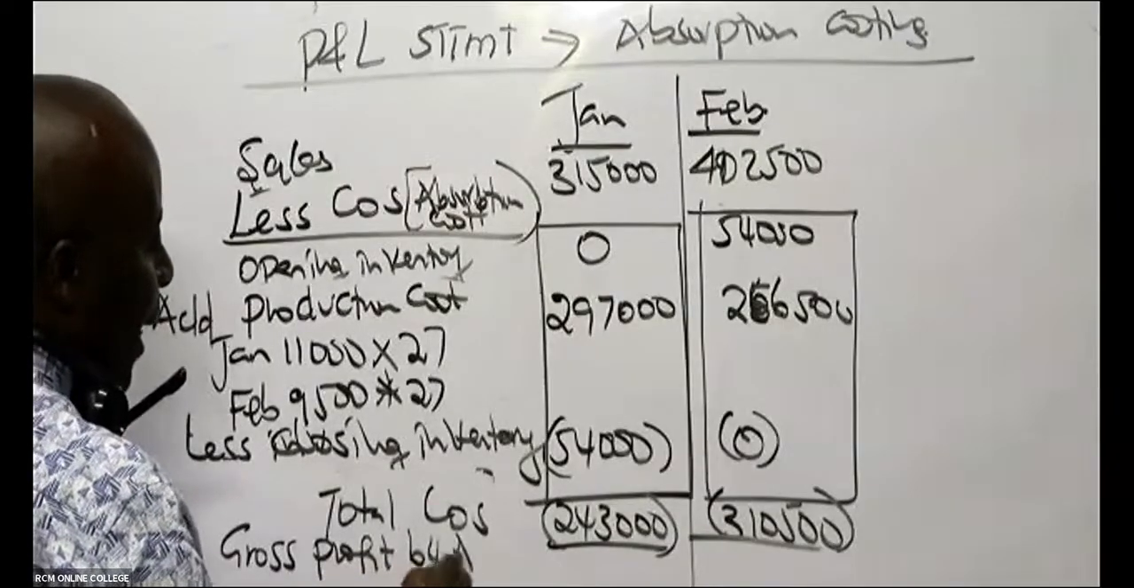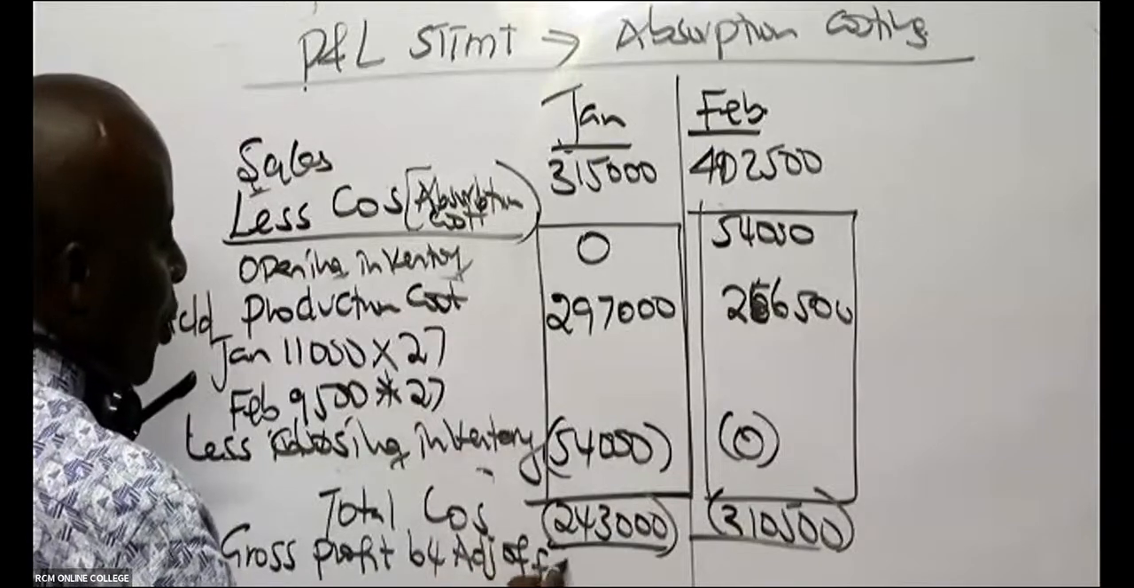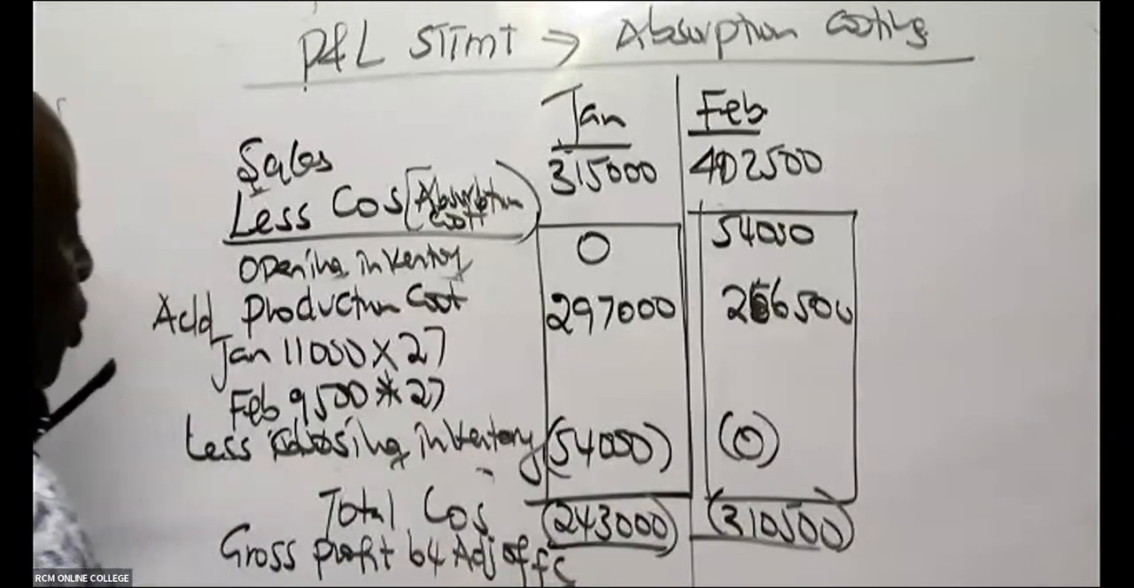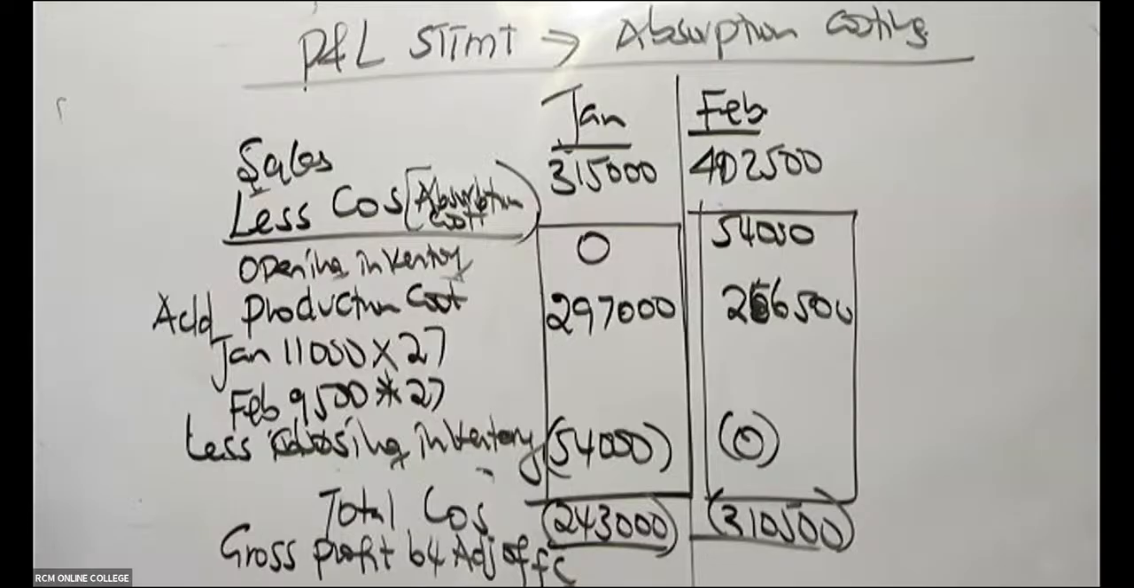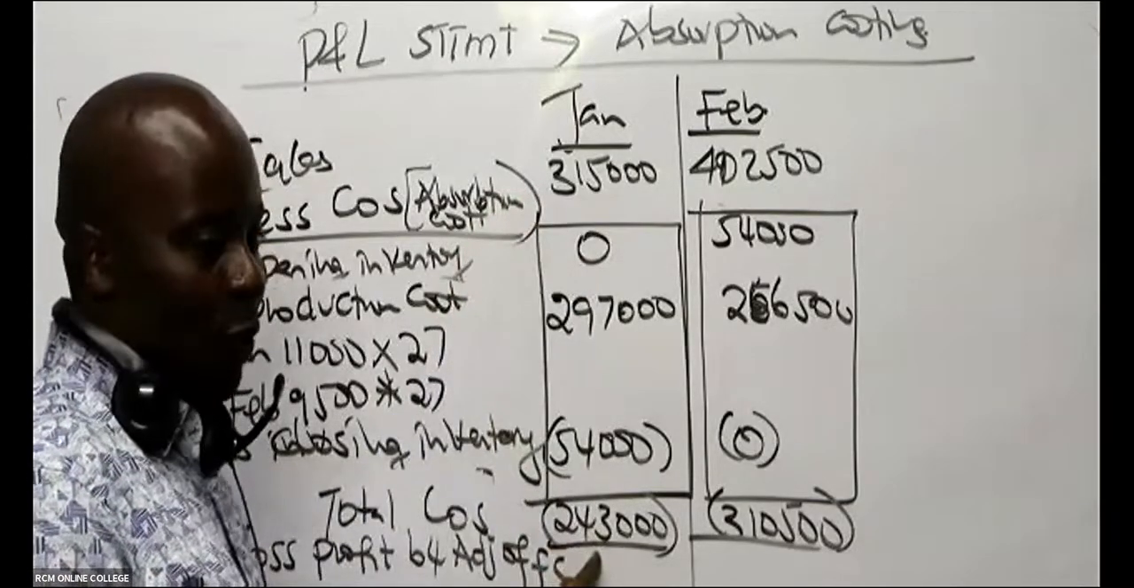Gross profit before adjustments of fixed costs. So how do you get this gross profit before adjustment of fixed cost? You take the sales revenue, you subtract this 243,000.